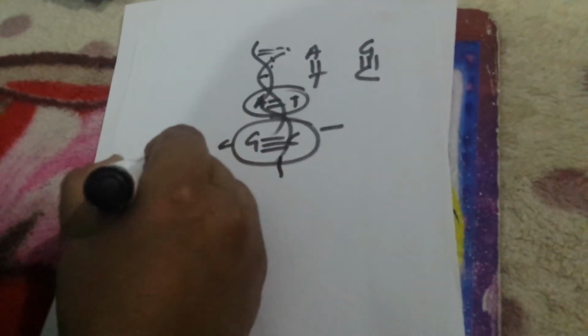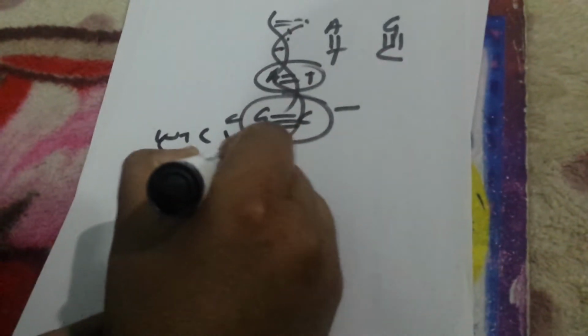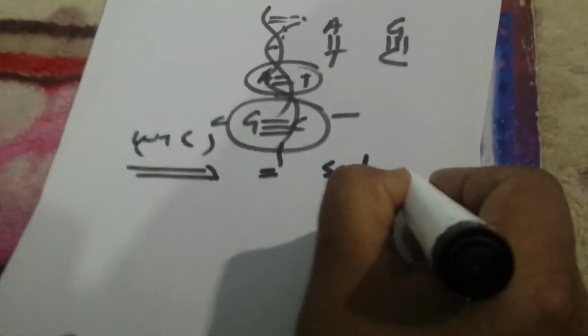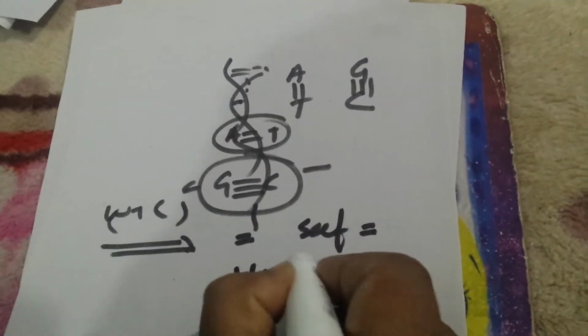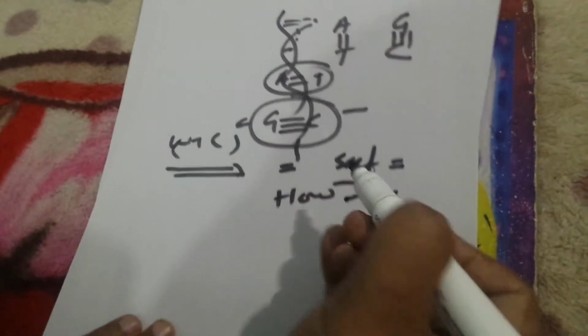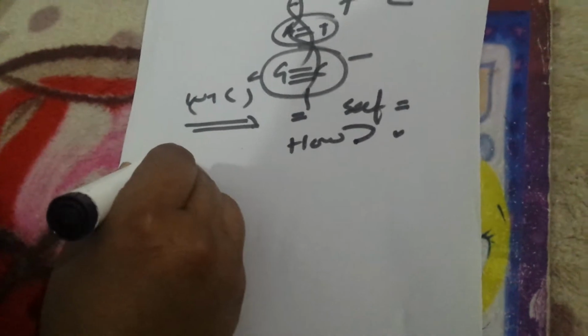Before Watson and Crick, they were being taught that there is self-replication, but how? The question was that we did not know how. At that time we did not know how, but now we know. So what happened in the traditional way? We just consider these things.